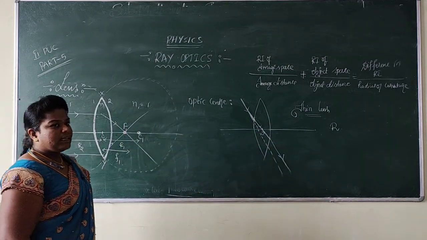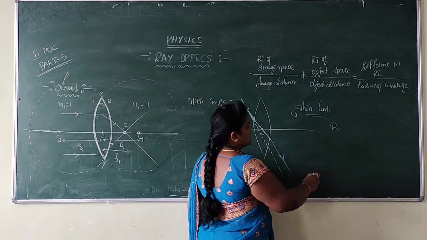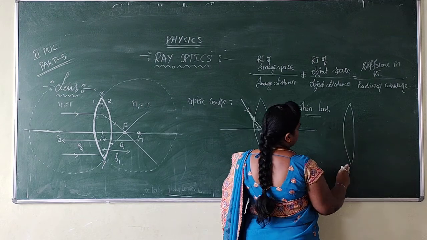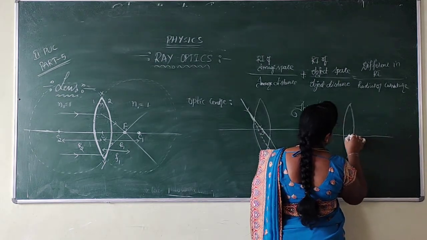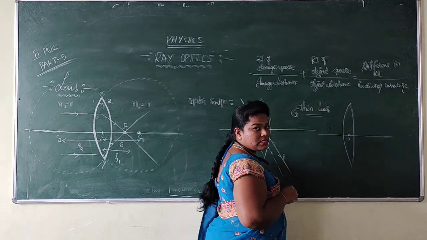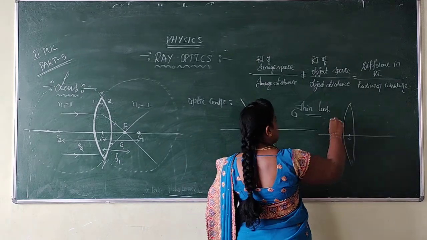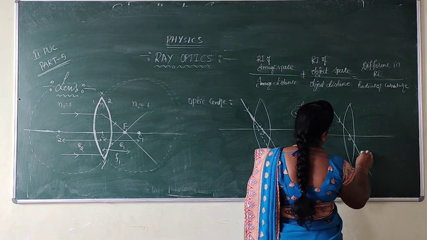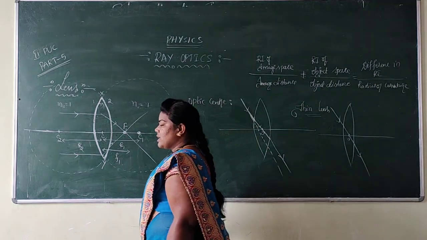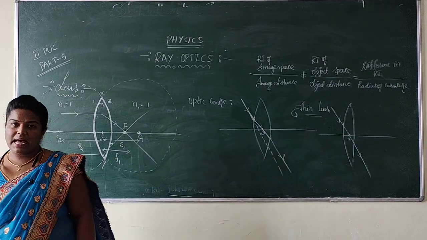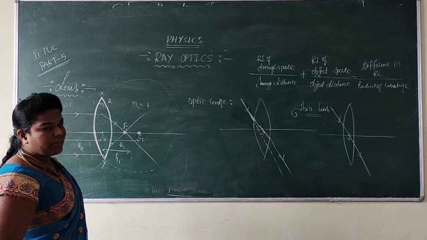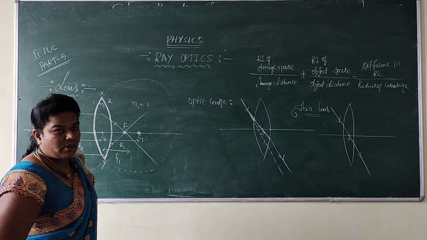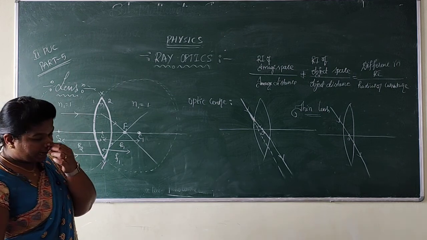Then for the thin lens, how to define the optic center? In case of thin lens, optic center is a point that lies inside the lens on the principal axis. When a ray of light passes through the optic center, it does not undergo refraction. It passes as it is. So you should know how these terminologies are going to be defined with the help of diagrams.